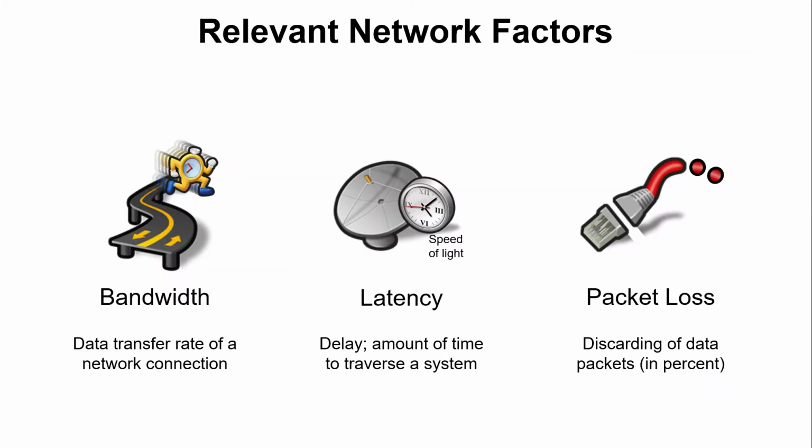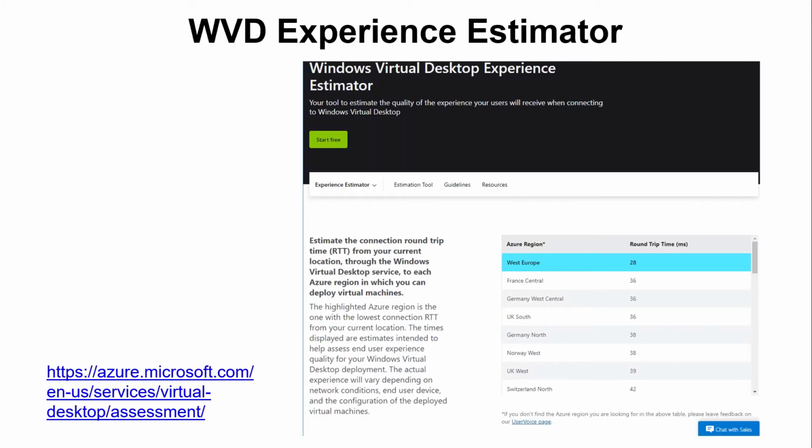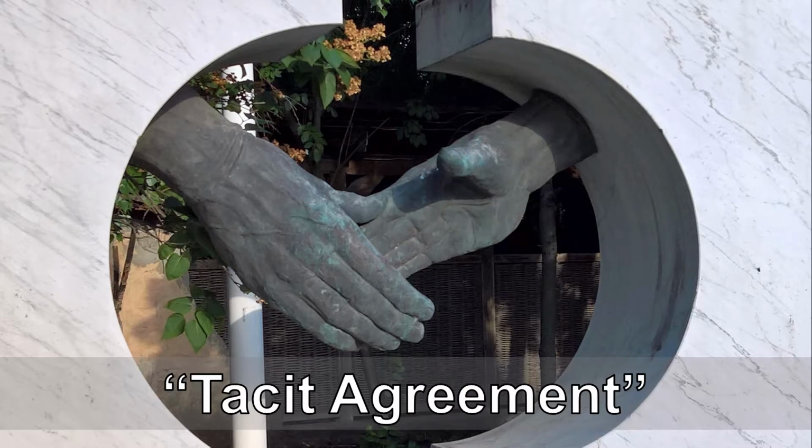When looking at the network, it does not only introduce latency, there may also be bandwidth constraints or packet loss contributing to the overall network performance. But typically, latency hurts us most. The WVD experience estimator gives us a good indication on how much the network connection contributes to the latency. Here you can see the latencies from my lab to the different Azure locations.